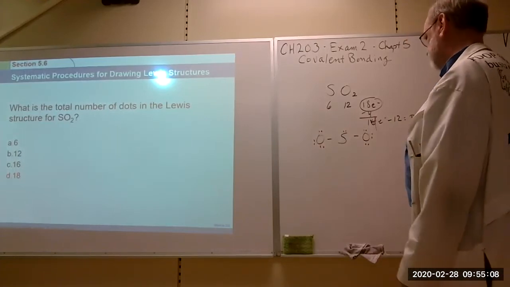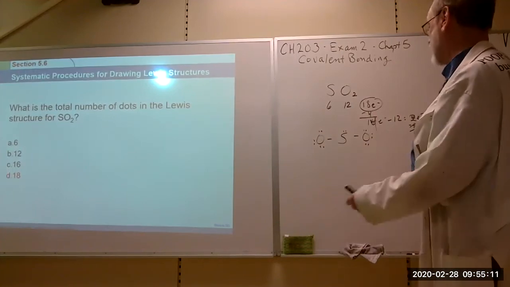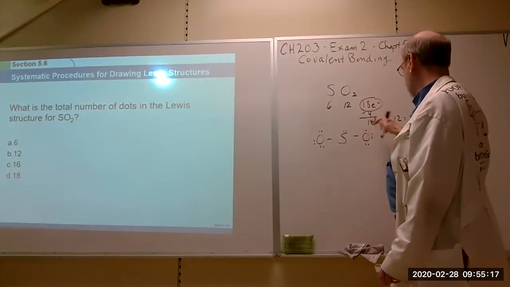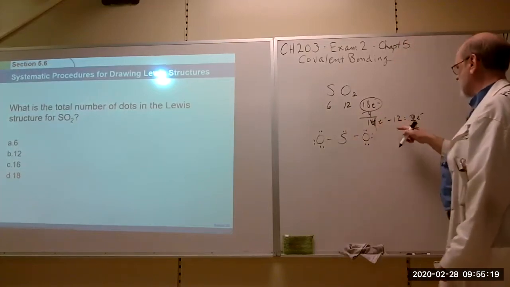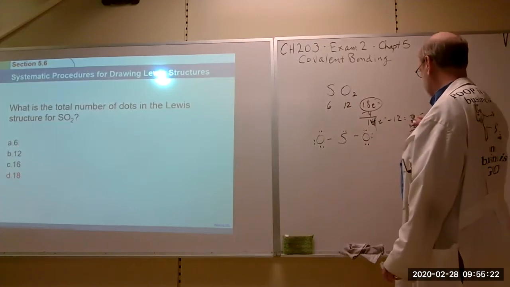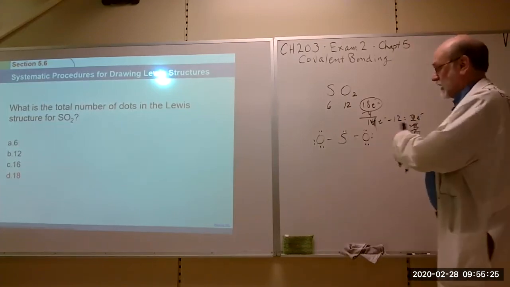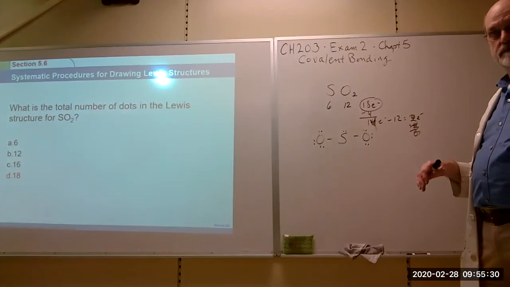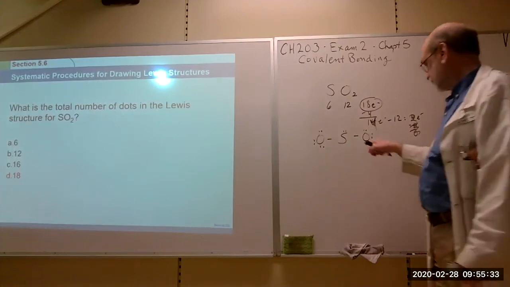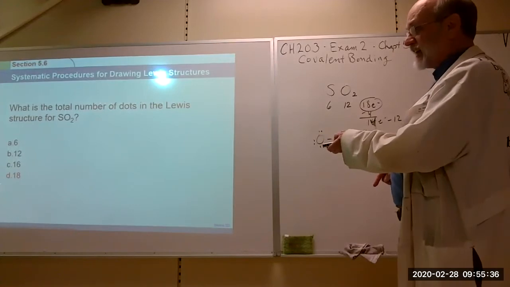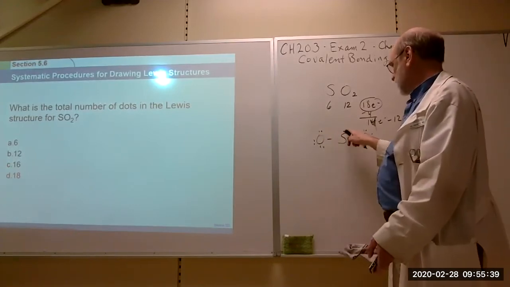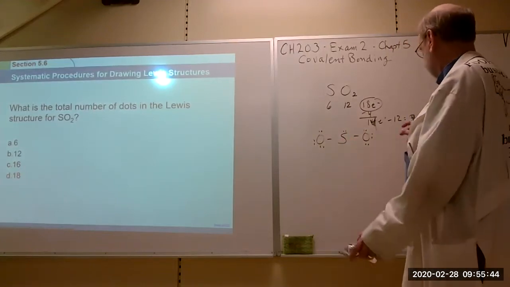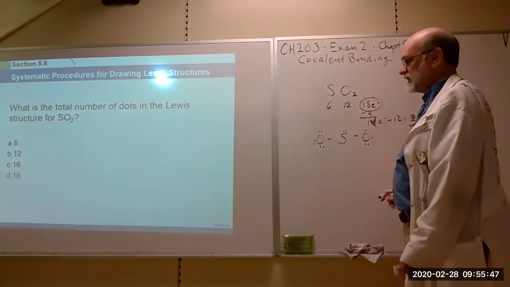Okay, here's the problem. Minus 2, 4, 14. Yeah, that's my mistake. 14. Minus 12. 2 here. Okay, now what we got is a problem of octets for sulfur, taking into account the fact that they're counting all these as dots. Okay, I think that's why it's 18 here. And it's total number of 18 there.